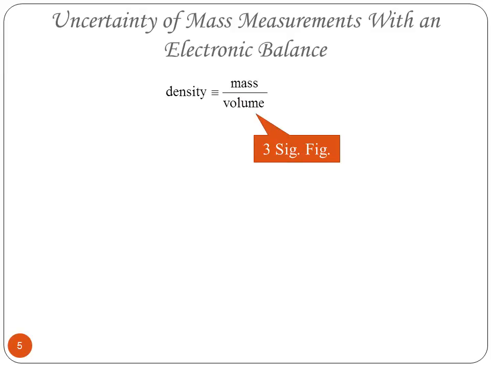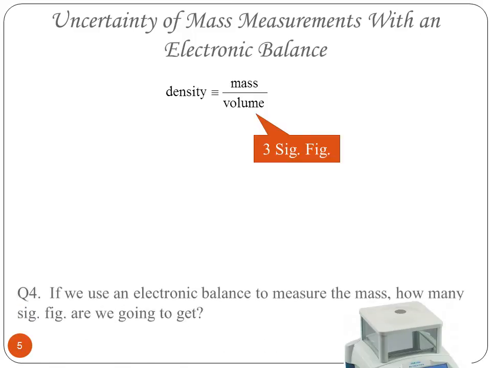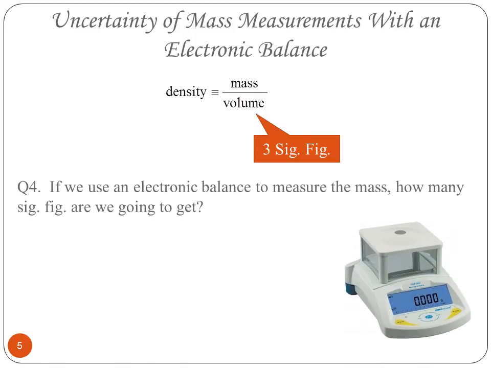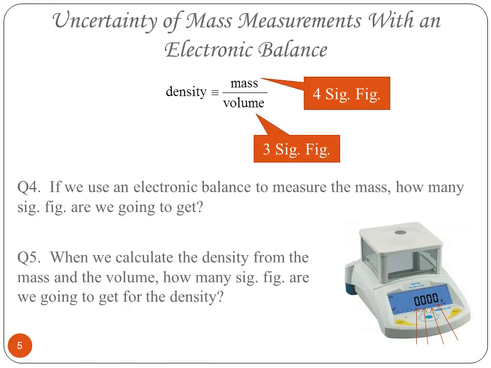The device we use to measure the mass is an electronic balance. How many sig figs can we get with the balance shown here? Let's count together. 1, 2, 3, 4. So, the maximum number of sig figs with this balance is 4. If the mass has 4 sig figs and the volume has 3 sig figs, how many sig figs are in the calculated density? It turns out that we can only get the density with 3 sig figs if we just use the electronic balance and a graduated cylinder directly.